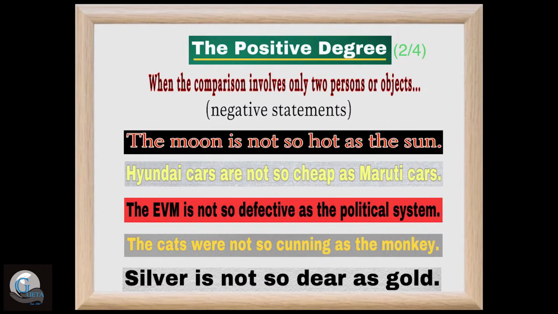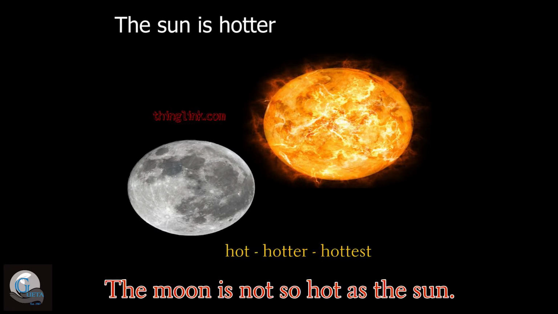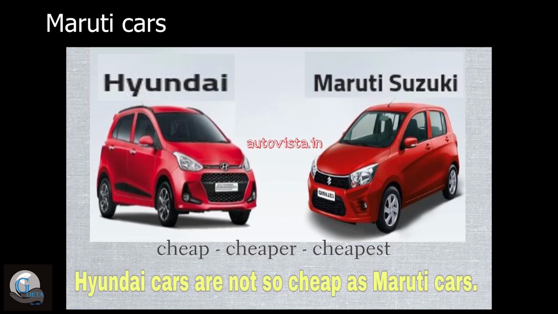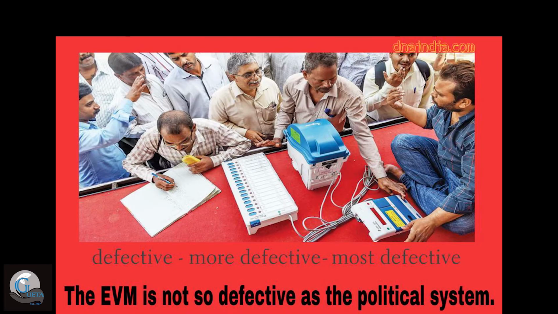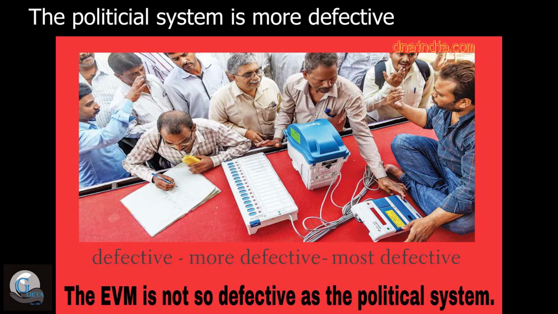Apart from turning the negative into the affirmative, we can use the same formula as discussed above to change the positive into the comparative degree in these examples. The sun is hotter than the moon. Maruti cars are cheaper than Hyundai cars. The political system is more defective than the EVM.